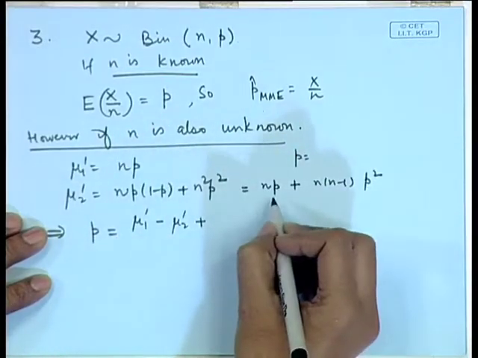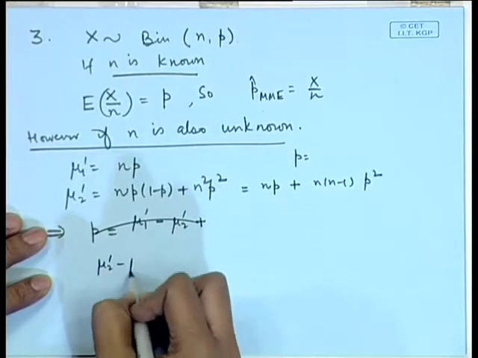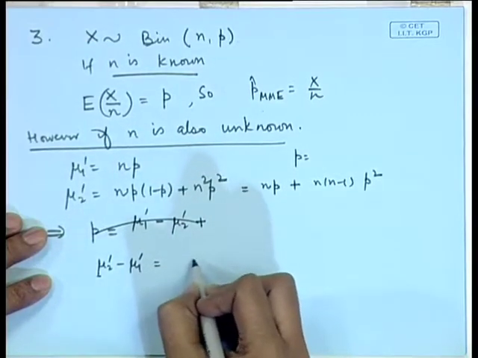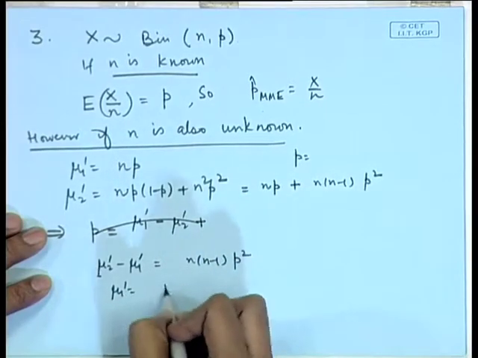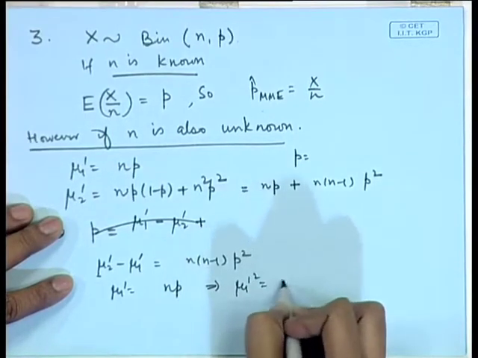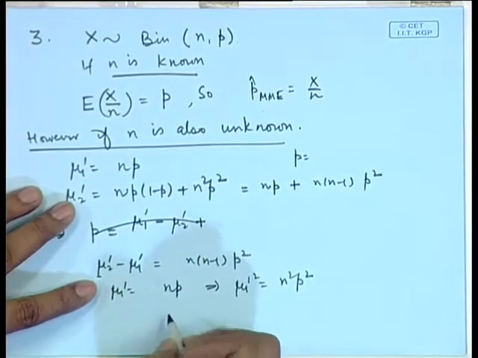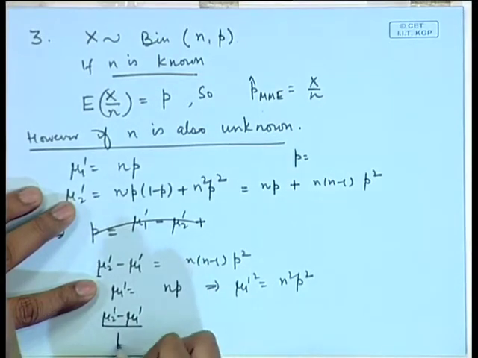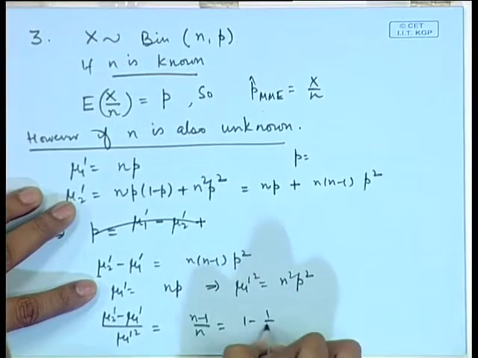So, mu 2 prime minus mu 1 prime is equal to n into n minus 1 p square, and mu 1 prime is equal to n p. So, this implies mu 1 prime square is equal to n square p square. If we divide, we will get mu 2 prime minus mu 1 prime divided by mu 1 prime square is equal to n minus 1 by n, that is 1 minus 1 by n.